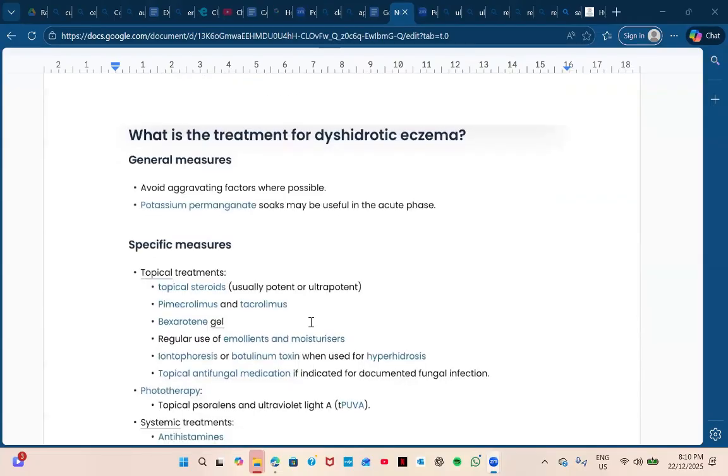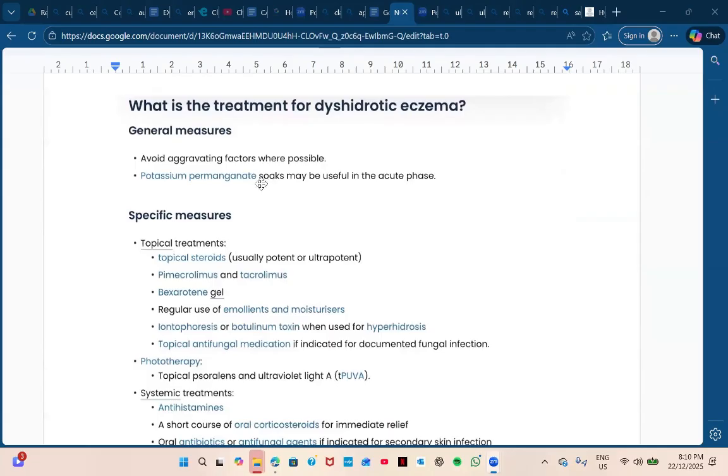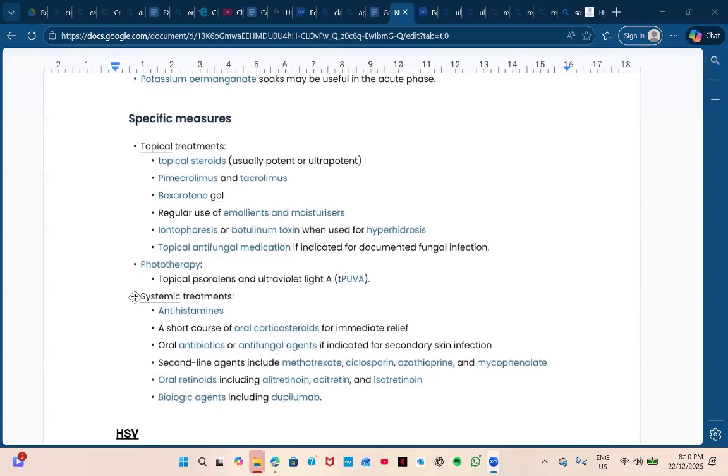So what is the treatment? Avoid aggravating factors where possible. Potassium permanganate soaks may be used in the acute phase. The specific treatment is topical steroid. Remember topical steroid, tacrolimus, pimecrolimus. Then phototherapy, and systemic therapy like antihistamine because these are very itchy. So there's no specific treatment, we just treat according to the symptoms.